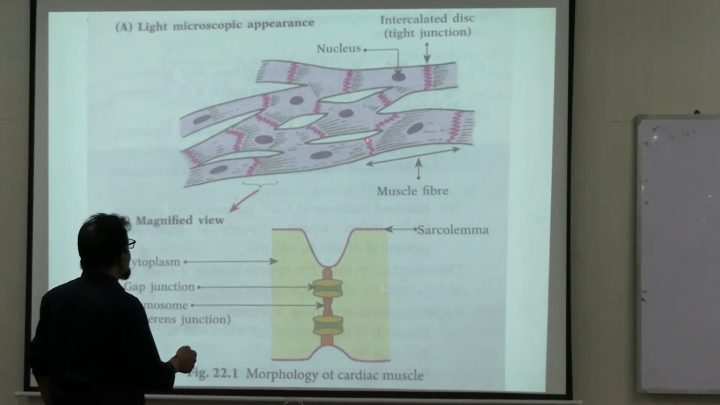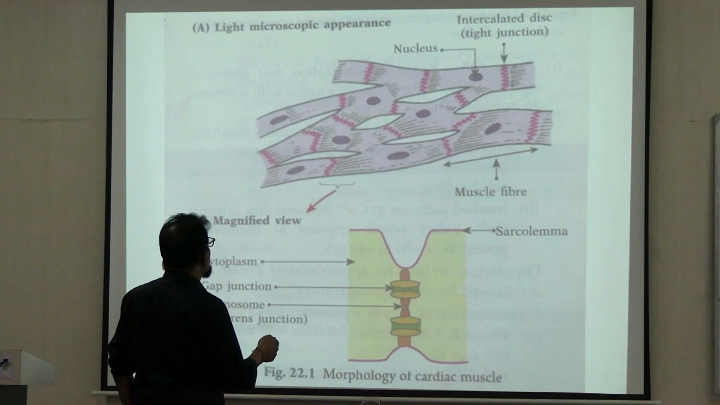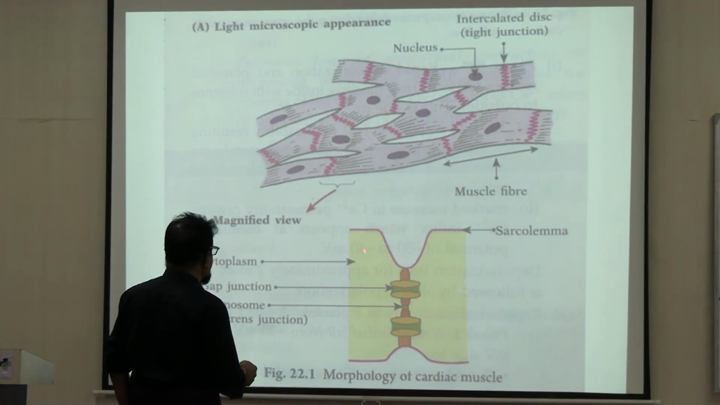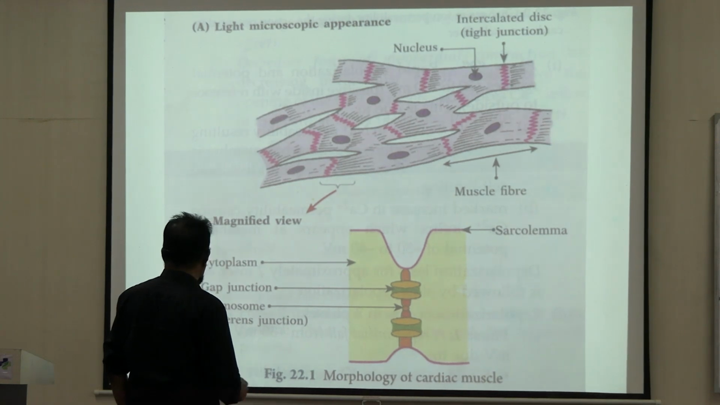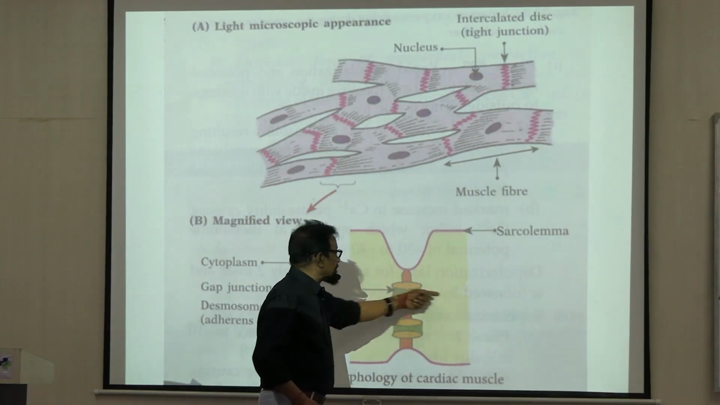These are the intercalated discs, one nucleus. These are the striations, and these striations are because of actin and myosin. And this is the structure of the intercalated disc. These are the desmosomes, and these are the gap junctions.